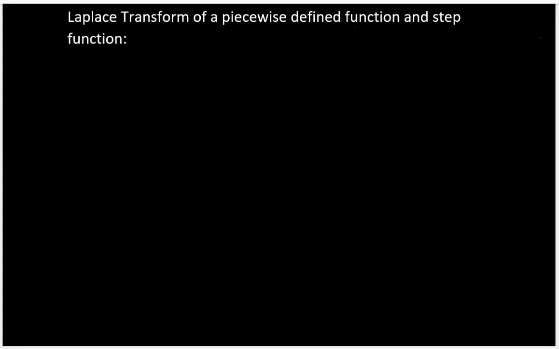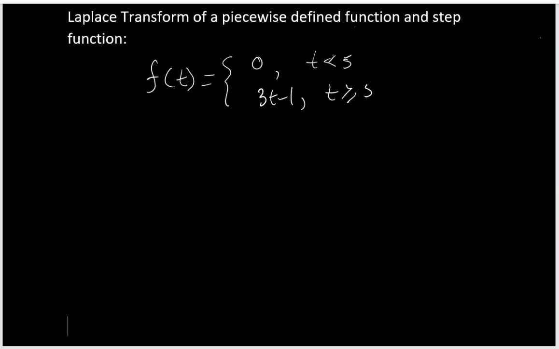Laplace transformation of a piecewise defined function and a step function. So let me take an example. We have a function f(t) given as a piecewise defined function: it is 0 when t is less than 5, and it is 3t minus 1 when t is greater than or equal to 5. So we want to find the Laplace transform.